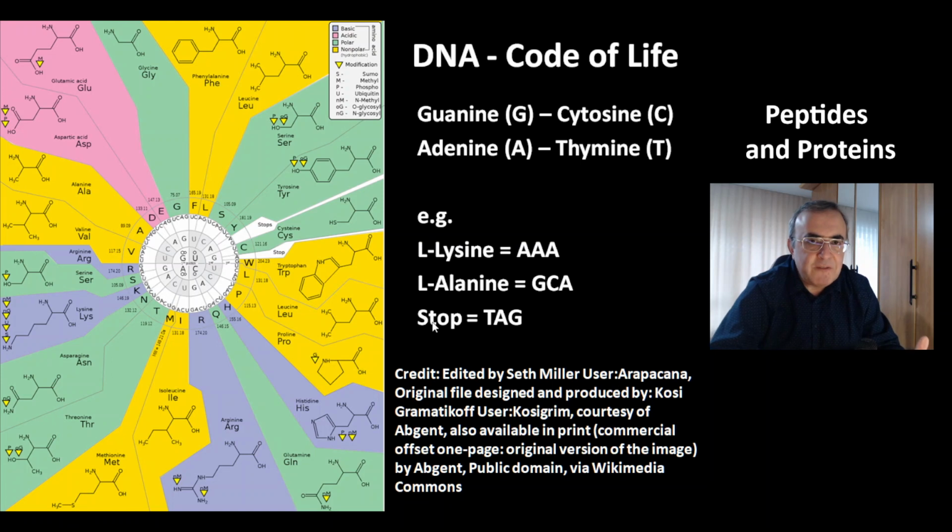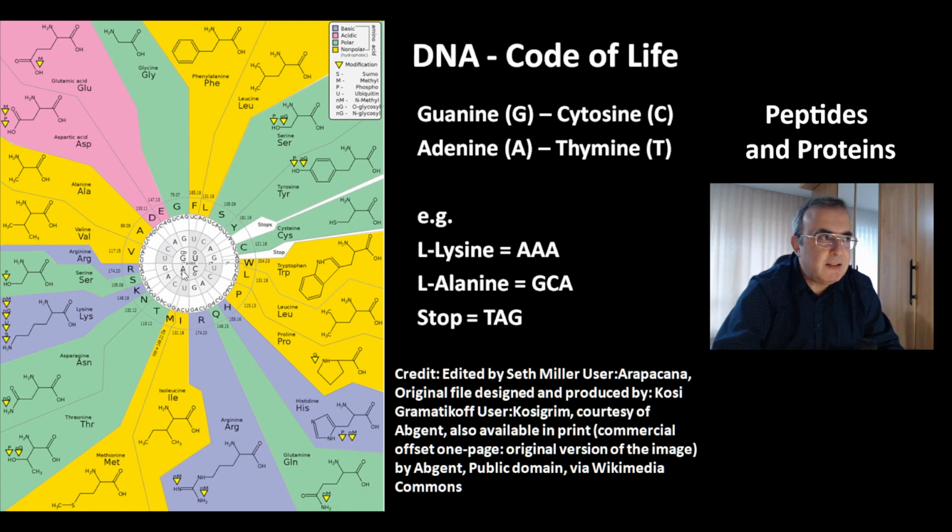This is the code of life. That's a DNA molecule, deoxyribonucleic acid. It consists of 4 letters, of 2 complementary pairs of bases. Guanine and cytosine are a pair, and adenine and thymine are another pair. And this is the map of all 21 amino acids and the code of these amino acids. For example, L-leucine is here.